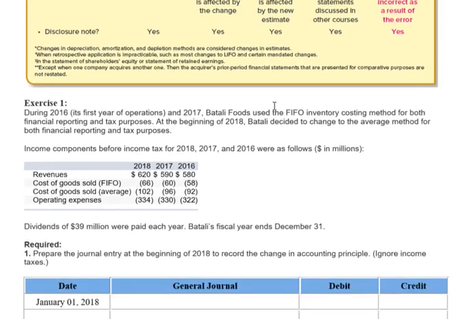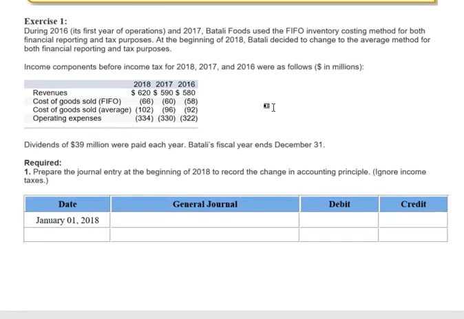So let's look at this example and see what would we do. First, we have to decide what type of change or correction we're dealing with here. So during 2016, the first year of operations, and in 2017, Batali Foods used the FIFO inventory costing method for both financial reporting and tax purposes.